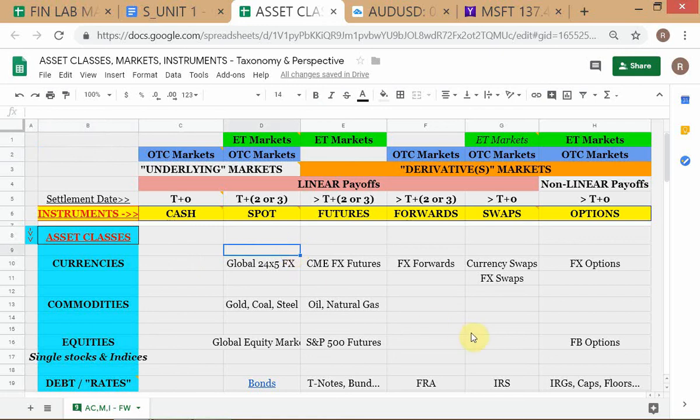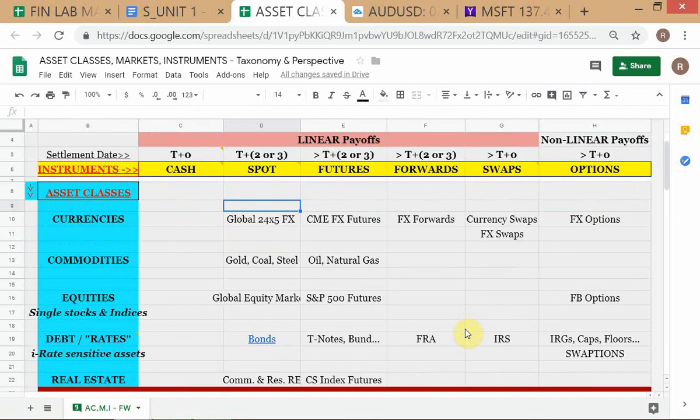Are you able to follow this framework? Here I've tried to give you an idea of how to use it. When you come across an instrument like a swaption, and if you read that book Risk Management Solutions, which I showed you, you'll find a reference to swaptions. What are swaptions? Swaptions are options on swaps.